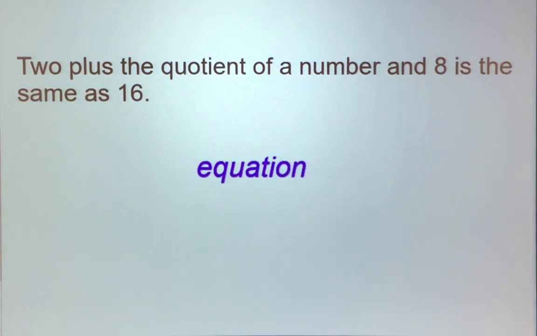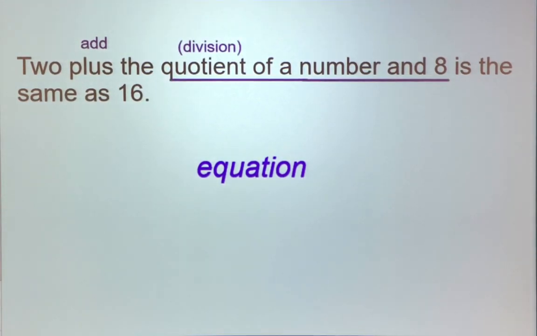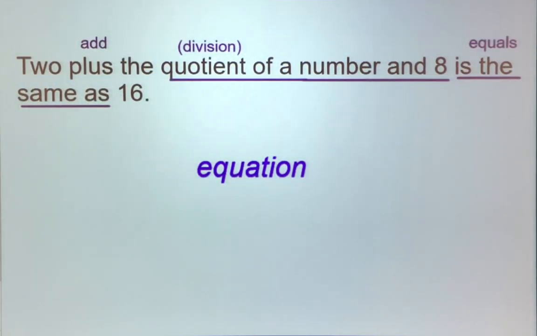Let's do one more here. So we've got 2 plus the quotient of a number and 8 is the same as 16. Well, we know that plus means to add. It says the quotient of, well, quotient means to divide, and when it says the quotient of a number and 8, that means we've got to divide that number by 8, and then it says is the same as, well, is the same as is our equals part, 16.